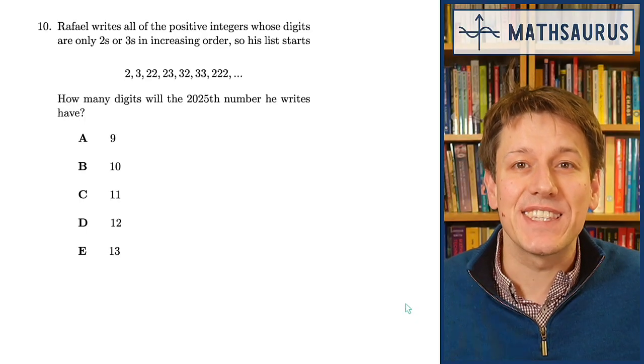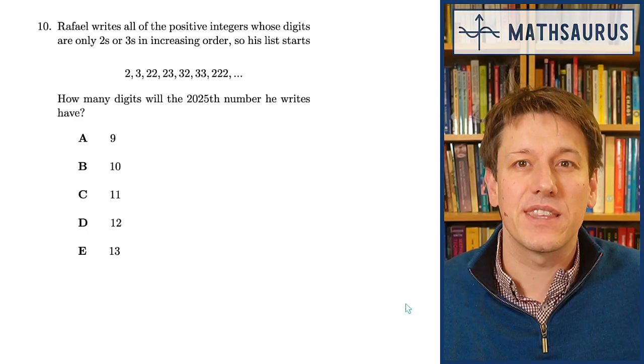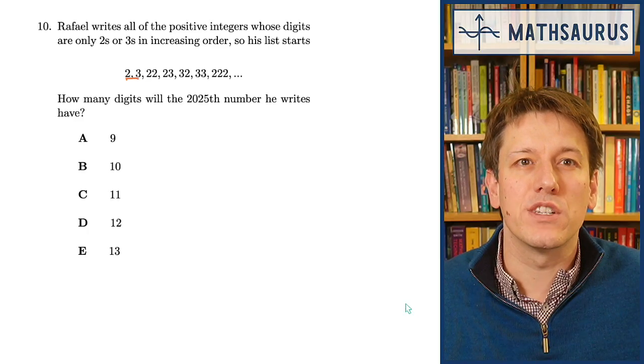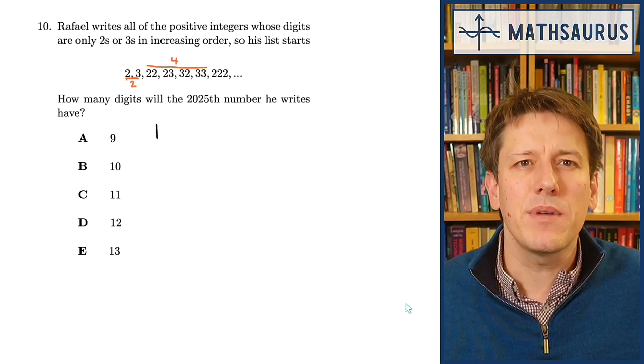We've got to look quite far into the sequence then, and so let's just start playing around with this and thinking about how many numbers there are with each different possible number of digits. So there are 2 one-digit numbers to begin with, the 2 and the 3. There are 4 two-digit numbers we can see here. And then how many 3-digit numbers are there?